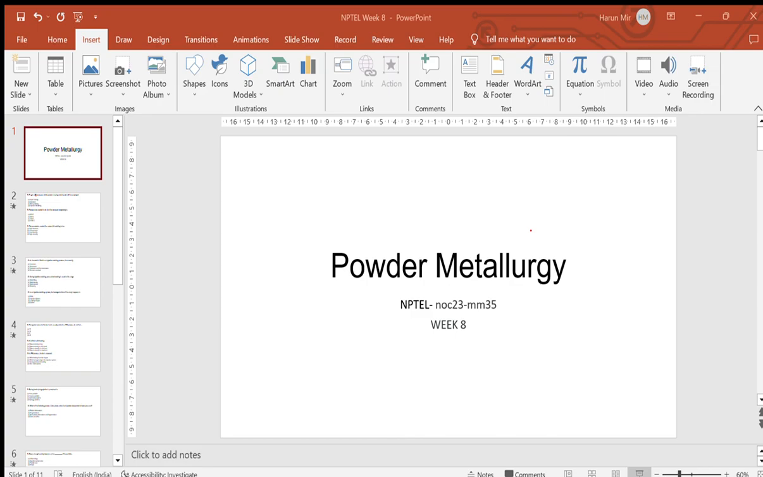So where exactly is the binder removed? If you are feeding from the hopper, obviously you will not be removing the binder at the feeding system, because you want to make a compact. So when you are feeding it through a hopper, at this stage you will not be removing the binder. So this is not the right option.